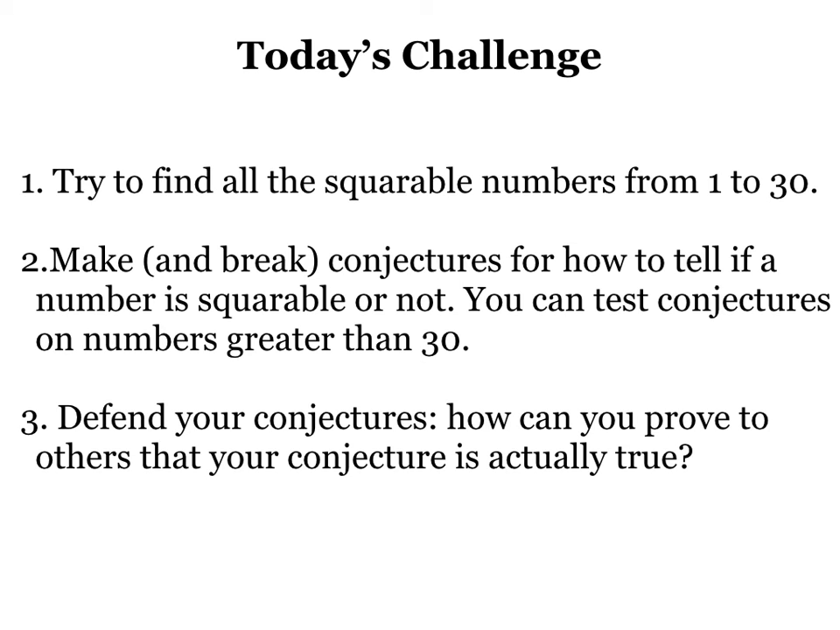Second is you're starting to record your data and really keep track of which ones from 1 to 30 work. Start to make conjectures, and you can try to break each other's conjectures also, for how to tell if a number is squarable or not. You're also free to test those conjectures on numbers greater than 30, especially if you've already exhausted your list. And third, can you defend your conjectures? So can you argue to someone else that your idea, your pattern for finding squarable numbers is actually true?